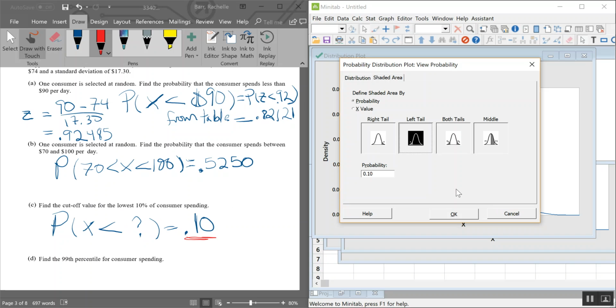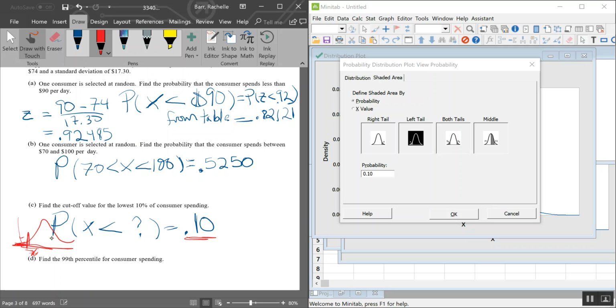If you're picturing this in your head, you should be thinking, here's my distribution. I want the stuff in this area lower than this z value or x value. I don't know. That's supposed to be an x. And that's 10%. That's like the worst drawing I've ever drawn. So left tail, stuff at the lower end. Okay, let's hit OK.